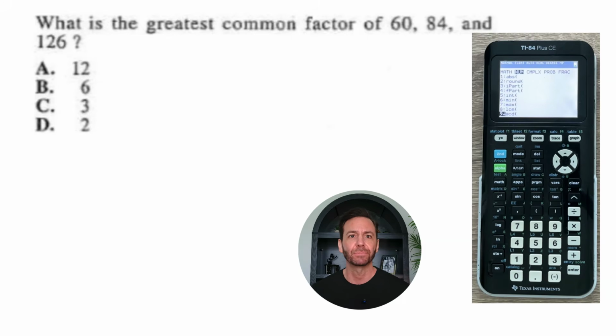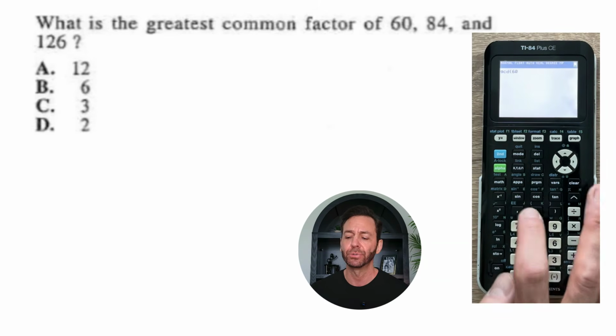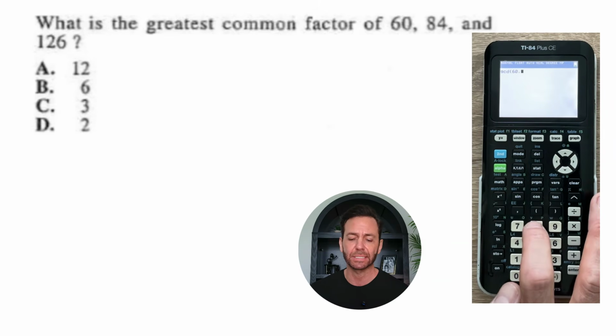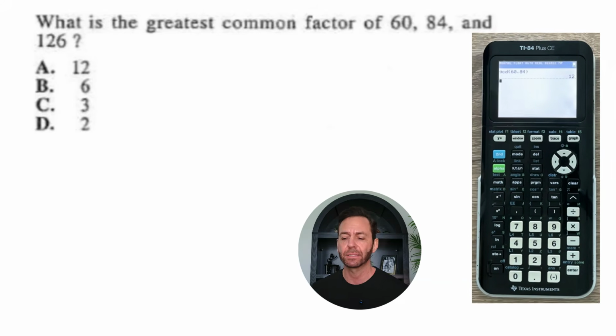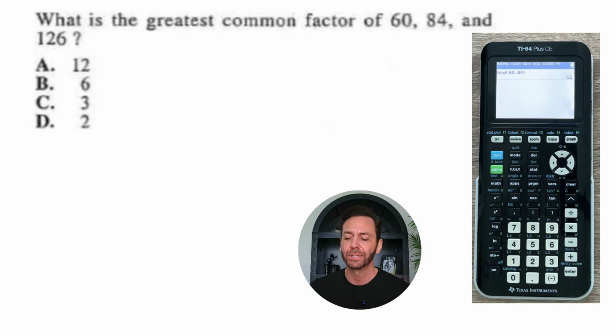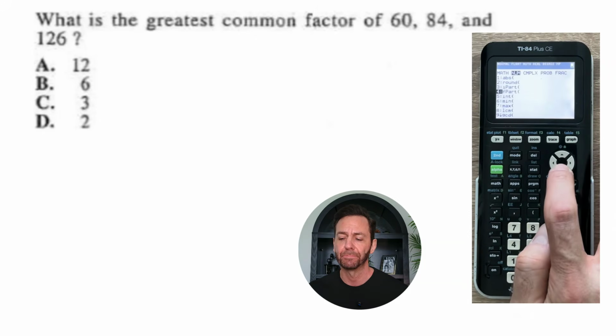And so for this first question, it says, what is the greatest common factor of 60, 84, and 126? So I'm going to select this greatest common divisor feature. And unfortunately, it doesn't let you do all 3 numbers at once. I can only do 2 numbers at once. So I'm going to enter 60, 84, the first 2 numbers. And it's going to tell me that the greatest common factor of those is 12. And then I'm just going to do it again with 12 and then the third number.